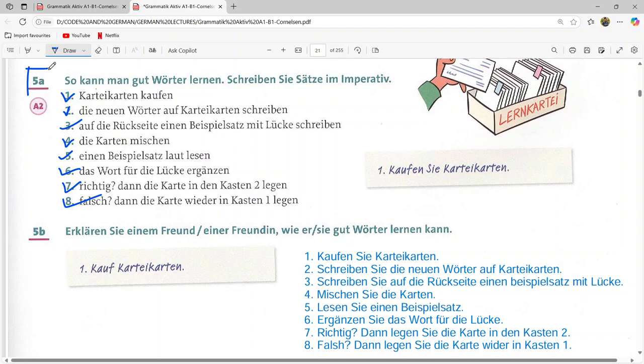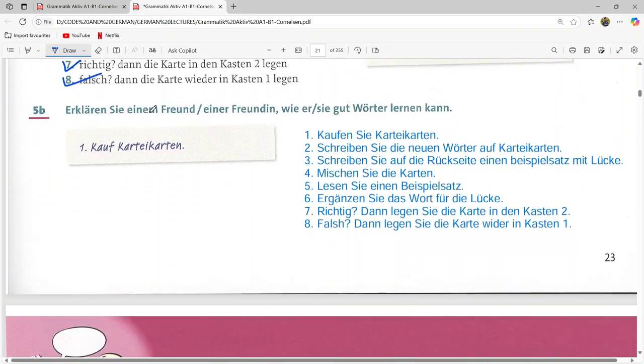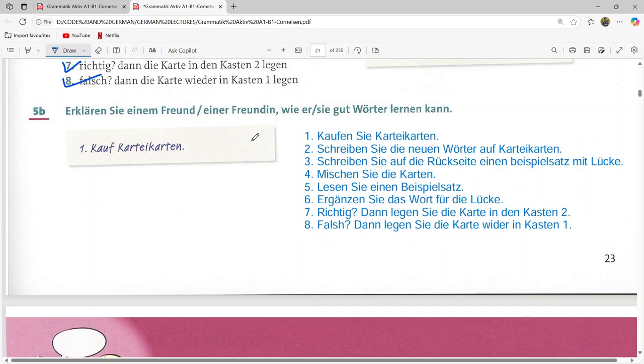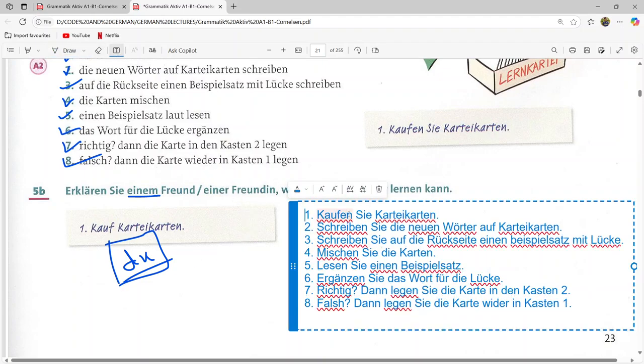Okay, so task number 5a is completed. Next one. Erklären Sie einem Freund, einer Freundin, wie er oder sie gut Wörter lernen kann. So, explain to your friend how he or she can learn new words in a very good way. Same thing, but we have to remove the Sie here.